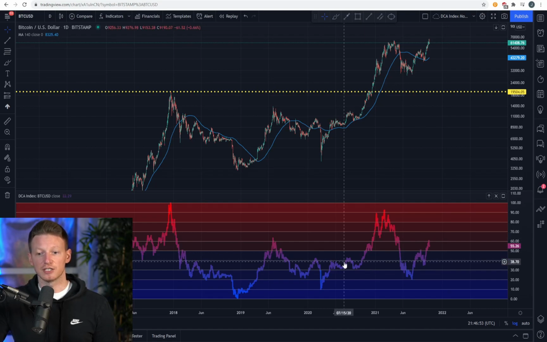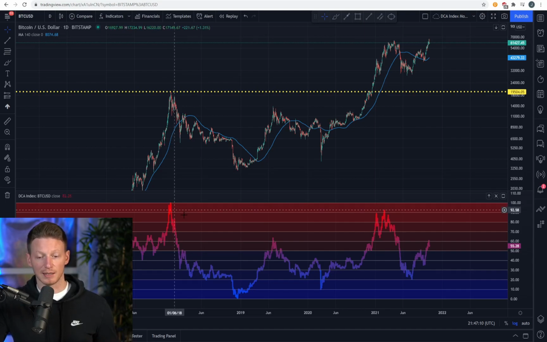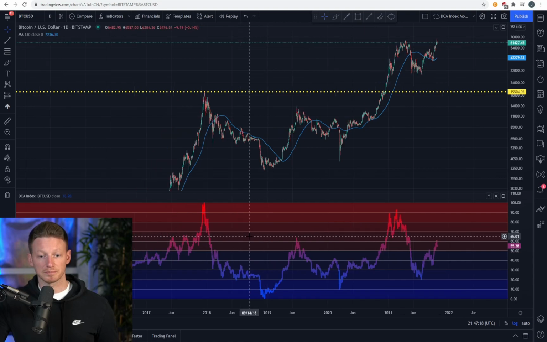So for instance, here you can see we have the Bitcoin USD DCA index. And as this rises, this indicates that you're more than likely nearing a market top, at least a temporary market top. And as it trends down and approaches zero, it indicates that you're more than likely reaching a market bottom.